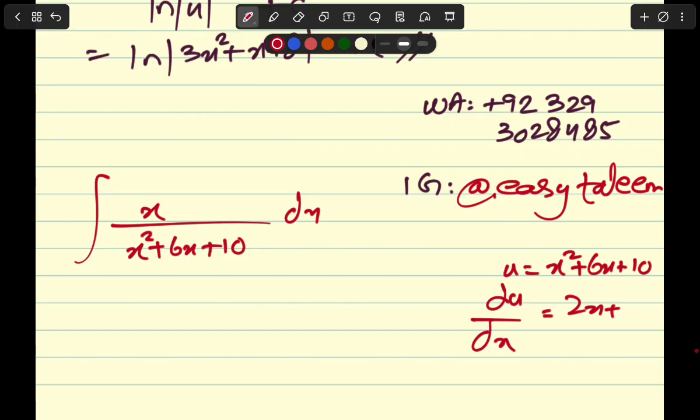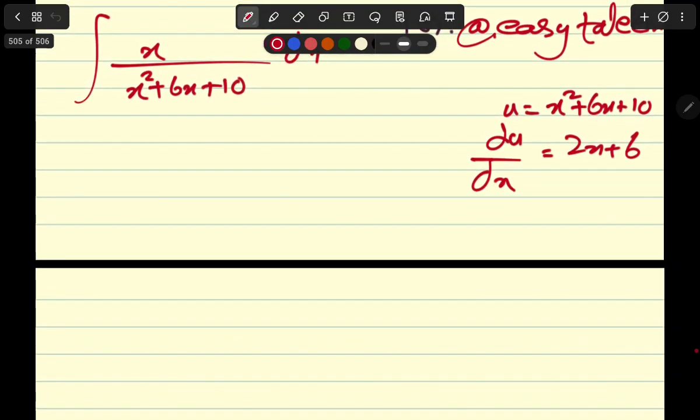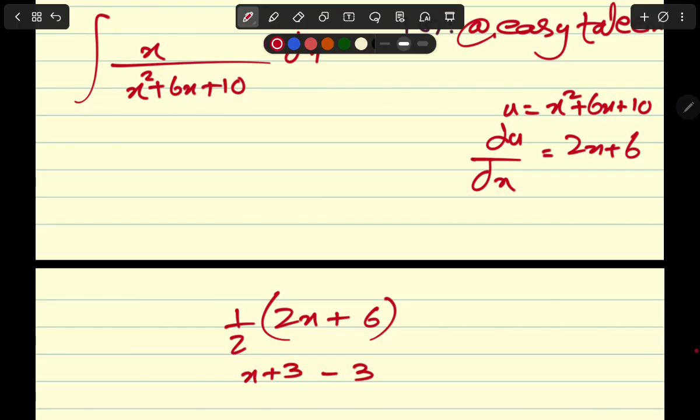So we will rewrite x in terms of 2x plus 6. So x is going to be equal to half of (2x plus 6) minus 3. What I'm doing here is, if I take 2x plus 6 and divide it by half, this is going to give me x plus 3. But then I have to cancel it as well.